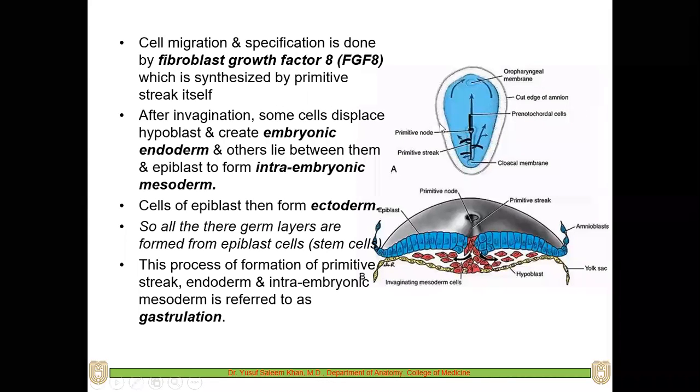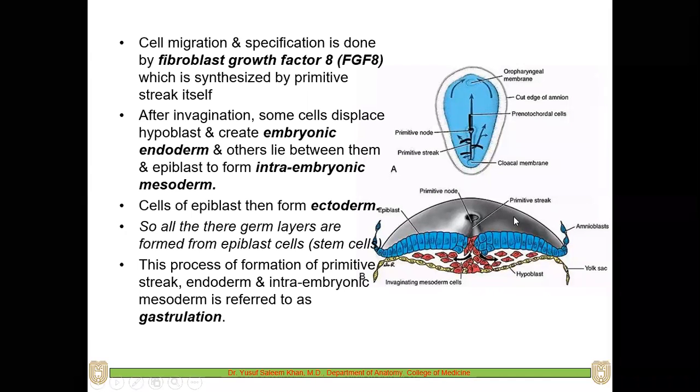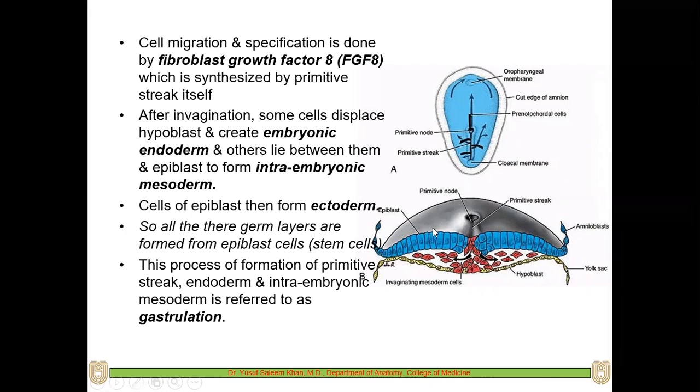If you see here, this is the same oval-shaped embryonic disc which was two-layered. With the formation of the primitive streak, the cells start proliferating. Here are the epiblastic cells and these are the hypoblastic cells. From the midline, that is the primitive streak near the tail end, the cells start proliferating and moving sidewards, and this is the mesoderm. The epiblast is now called the ectoderm and the hypoblast the endoderm, and the cells from the primitive streak form the mesoderm. So now it is a three-layered structure.